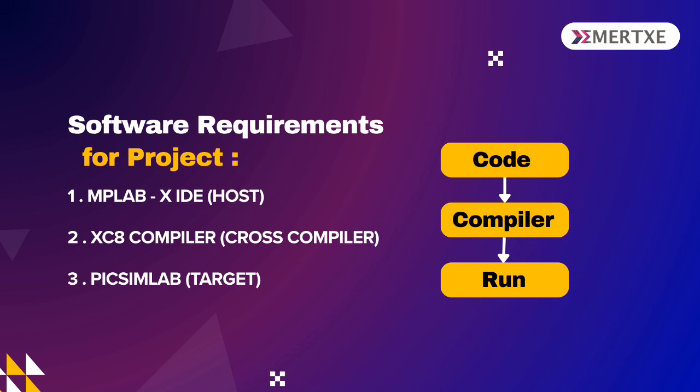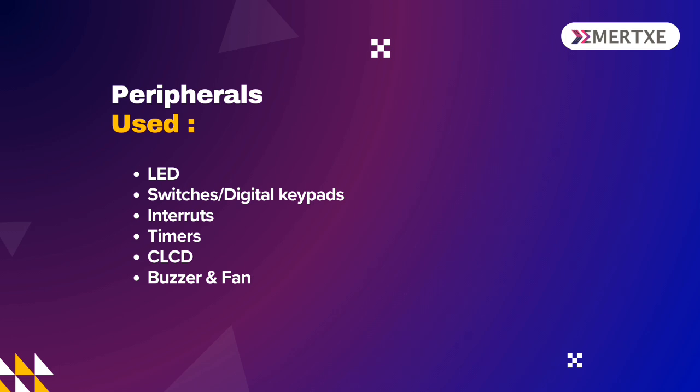Code, compile, run. We write code in MPLAB X IDE, that source code is converted into machine understandable code using the XC8 compiler, and it is saved as a .hex file. That hex file we dumped into the PicSimLab microcontroller. These are the peripherals used for the project: LED, switches as digital keypads, interrupts, timers, CLCDs, buzzer and fan.